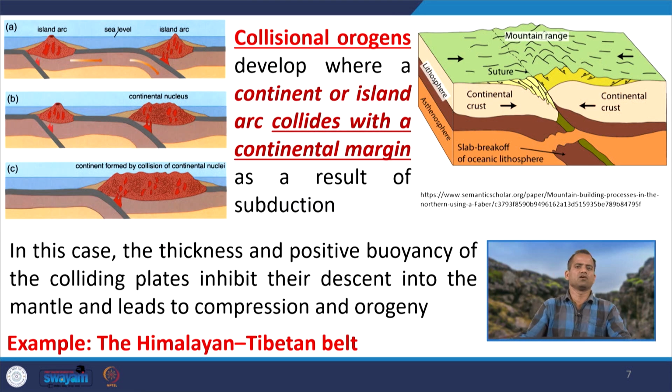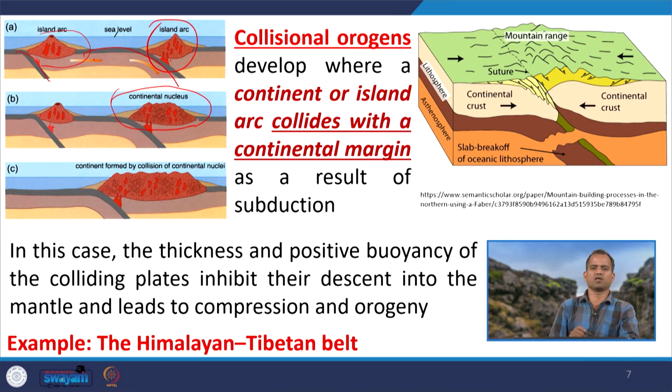Collisional orogeny develops when a continent or island arc collides with the continental margin as a result of the subduction, and this is the reason how the continent started growing from the Precambrian up to now. Now, if you see this image here, we have the island arc, we have a subduction system. Similarly, we have a subduction system, we have an island arc. What is happening with time? These two island arcs are colliding with each other and forming one. And similarly, another new island arc is forming here. And with time, this island arc again is colliding with this existing one and finally forming a continental mass.